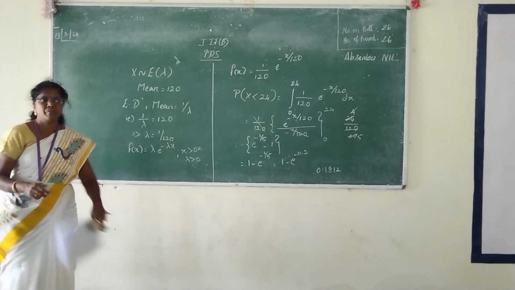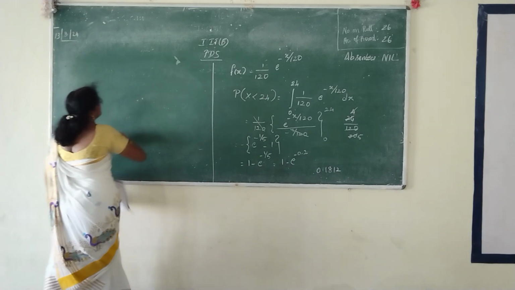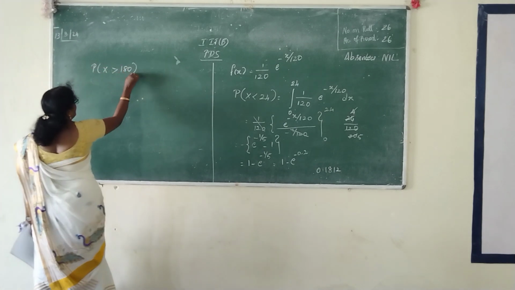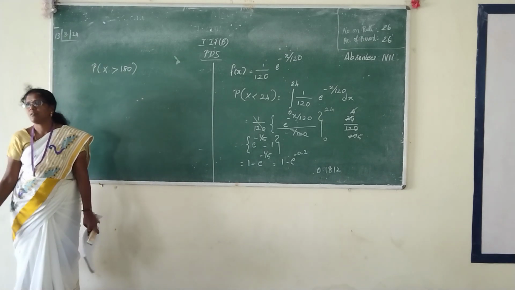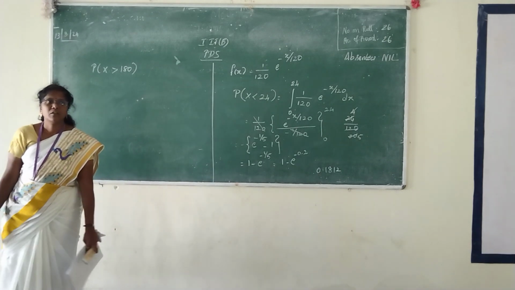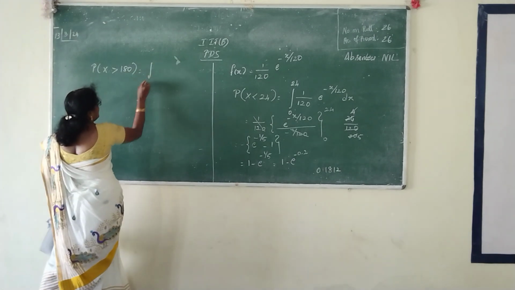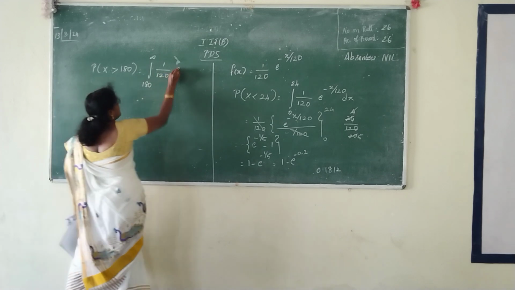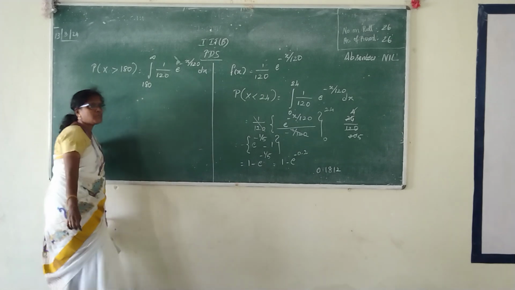So write the second one: probability of x greater than 180. Similar procedure now. Greater than 180, what is the limit value? 180 to infinity. So this is equal to the integral from 180 to infinity of 1 by 120 e power minus x by 120 dx. Same integration procedure.